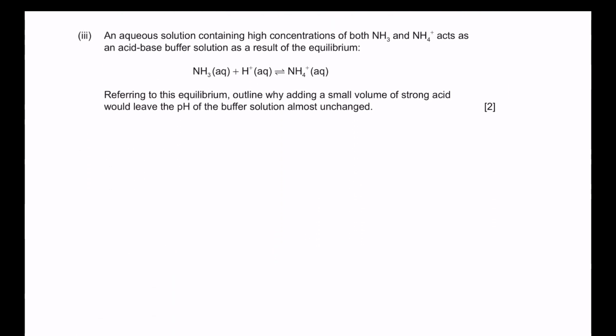Moving to the next part, an aqueous solution containing high concentrations of both NH3 and NH4+ acts as an acid-base buffer solution as a result of the equilibrium. Referring to the equilibrium outline, why would adding a small volume of acid leave the pH of this buffer solution almost unchanged? As a base, using the Henderson equation, we know that the pOH of a buffer solution will be pKb plus log [NH4+]/[NH3], right?